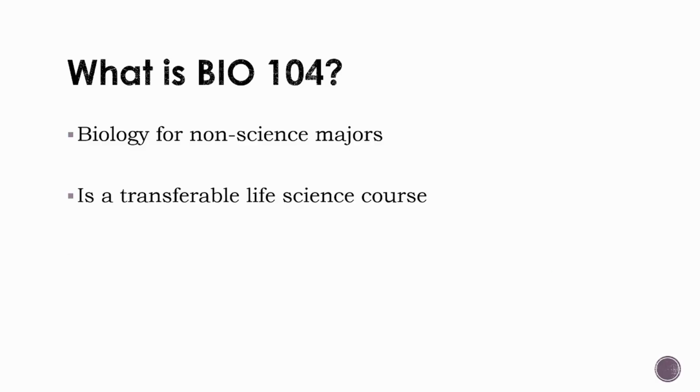So what is the class Bio 104? Bio 104 is biology for non-science majors. So if you're a history or an accounting major, this is the biology class for you. It's also a transferable life science course. So if you're looking to transfer a life science course or a requirement that you have to fulfill in order to transfer, this course might fill that requirement for you.